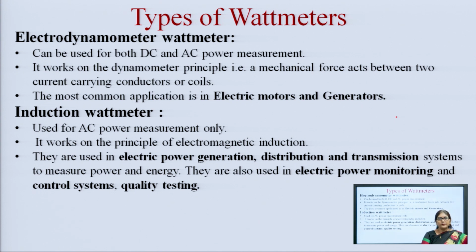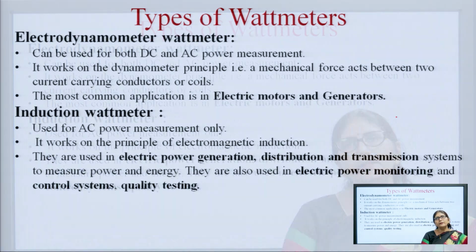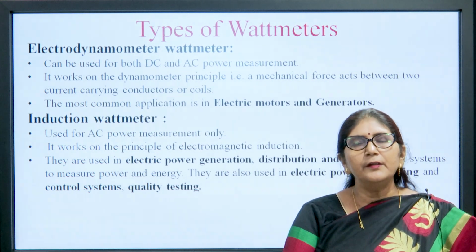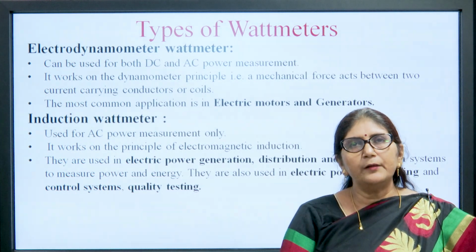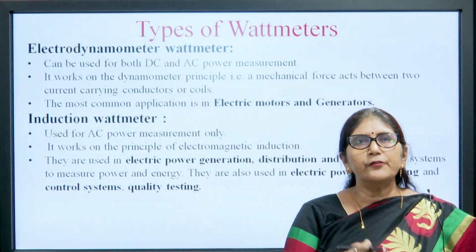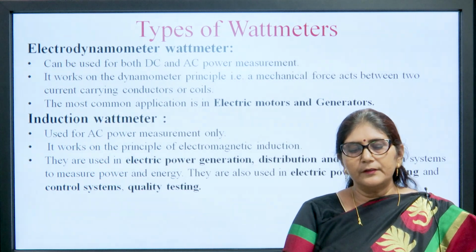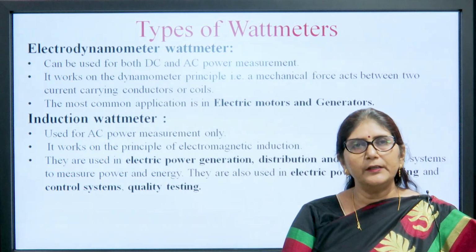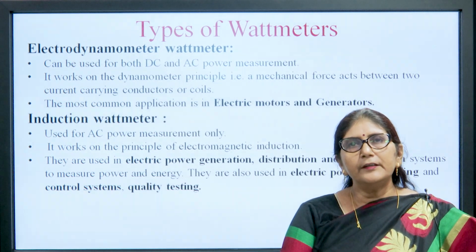The induction type wattmeter is used for AC applications only, and it is based on the electromagnetic induction principle. In this wattmeter, two magnets are placed, and in between the two magnets a very light aluminum disc is placed. Because of the eddy current flowing in the aluminum disc, the disc moves, and if an indicator is connected with the disc, it will show the power. This induction type wattmeter is used for electric power measurement, control systems, quality testing, etc.